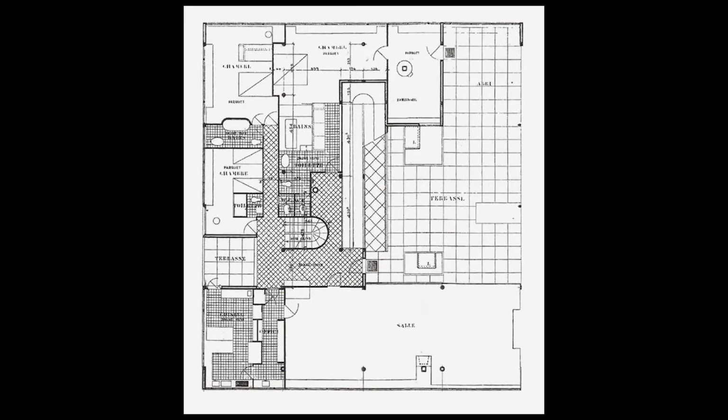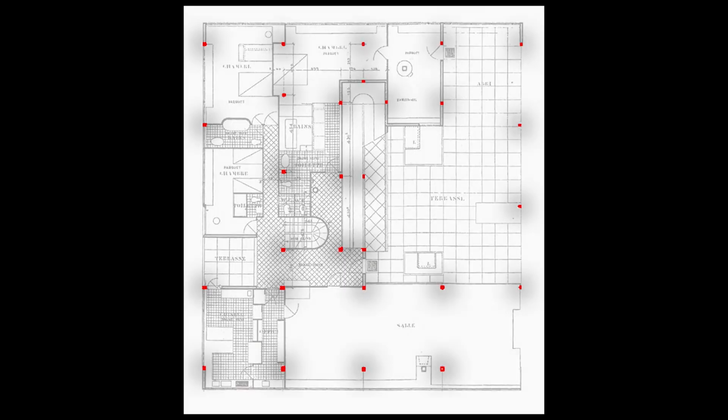Corbusier used the grid in a more complicated way. We can see that the grid is fairly straightforward in the Villa Savoye, but he's actually using the grid as a foundation upon which to do more complicated things.